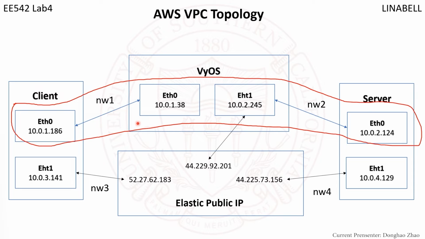We are using 3 interfaces on AWS to emulate our network. The client and the server are running Ubuntu operating system. The router is running vivaOS operating system. The client is connected to the router through network 1, and the server is connected to the router through network 2. 3 public IPs are associated with the interfaces so that we could use SSH to control them.